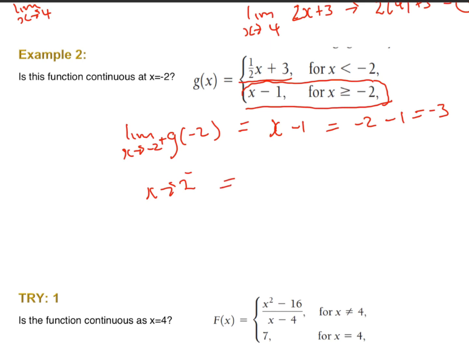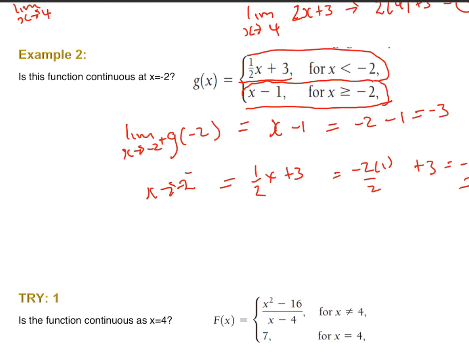Now doing the analysis as x approaches -2 from the left, since we are picking values close to -2 from the left, this particular part of the piecewise function satisfies our condition, because here it is less than. So we are going to use this function to determine our limit. This is how piecewise functions work. We have -2 over 2, plus 3, so we get -1 plus 3, which is equal to what?